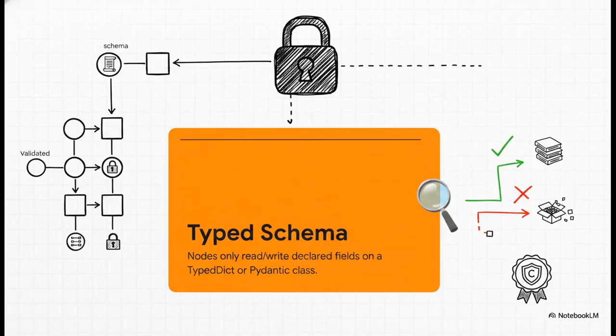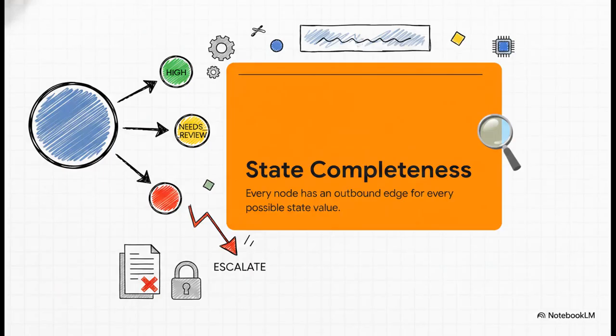Next is invariant 2, typed schema on every edge. Every single node must only read and write explicitly declared fields on a typed-dict or Pydantic v2 state class. If you use untyped state, like a generic Python dictionary that just accidentally grows new fields on the fly, that's exactly how a crucial sanctions hit just silently disappears from a final packet, all because a downstream agent inadvertently overwrote the key.